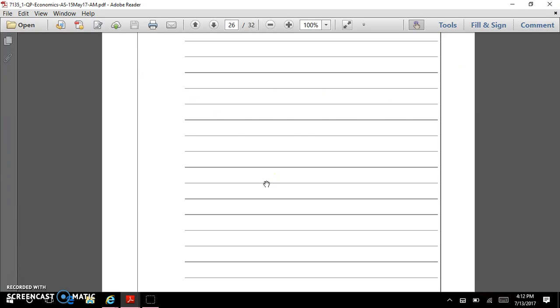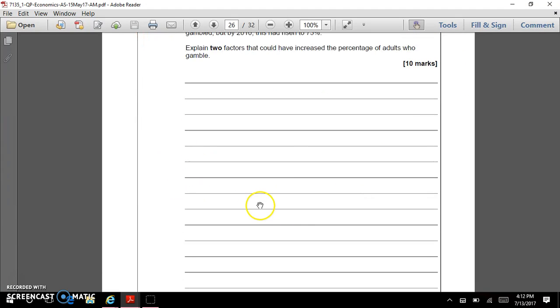So don't mess around. Make it really clear. Write your first factor, leave a space, write your second factor. Makes it easy for the examiner. You want to treat the examiner like both your best friend, but also an idiot. You want to treat him like your best friend. You want to make it easy for him to mark. You want to treat him like an idiot. You've got to lay it out really simply for him to follow.